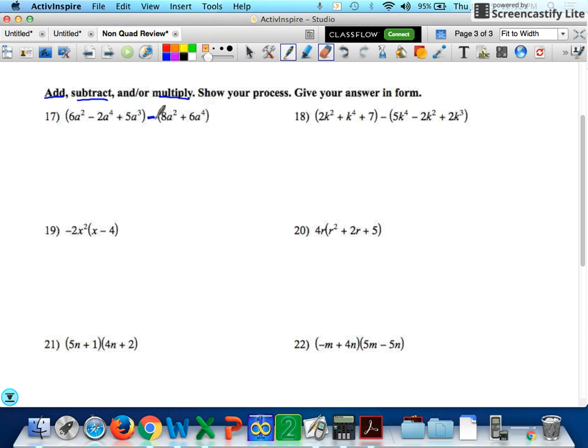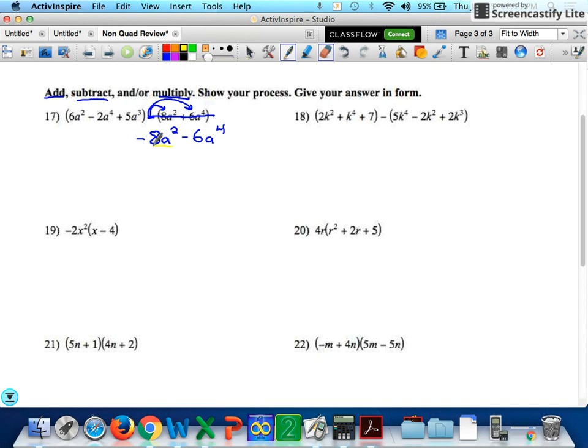17 is a subtraction problem. Don't just immediately look at this and think, ooh, multiply. This is a subtraction problem. The first thing I'm going to do, and you don't have to do it this way, is make it into an addition problem by distributing that negative sign. That means I've got a negative 8a squared minus 6a to the fourth power. Now I can just look back and forth between our original and this new part that we distributed, and we can just combine like terms.